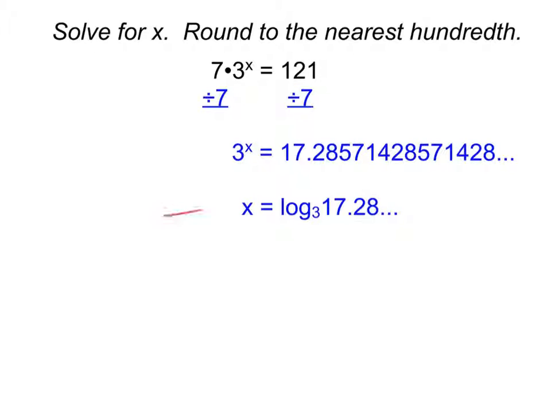The next thing I do in this problem is I now need to use the change of base formula. So I'm going to write that as the log of 17.28 over the log of 3. Right. And again, I'm just keeping those dots there showing that this is just the first few digits of the decimal. I now need to do the calculation.